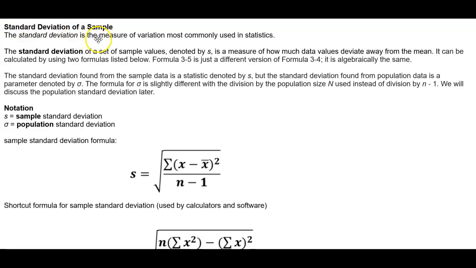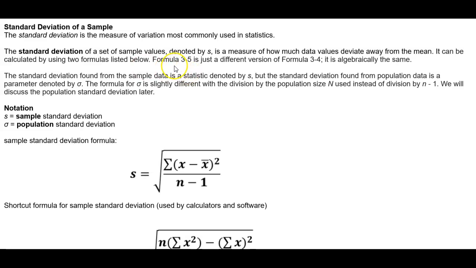Standard deviation of a sample. The standard deviation is the measure of variation most commonly used in statistics. The standard deviation of a set of sample values, denoted by lowercase s, is a measure of how much data values deviate away from the mean. It can be calculated by using two formulas which are listed below.